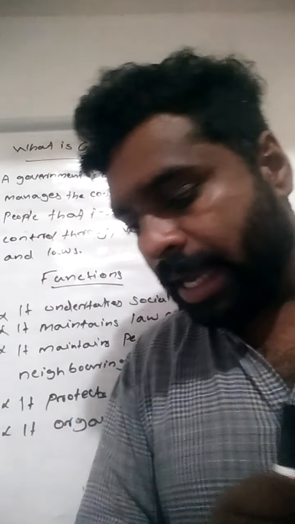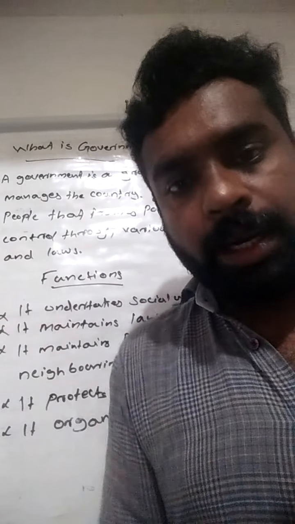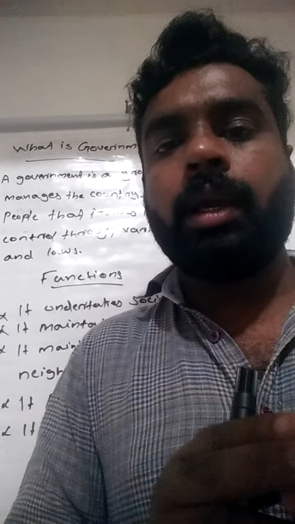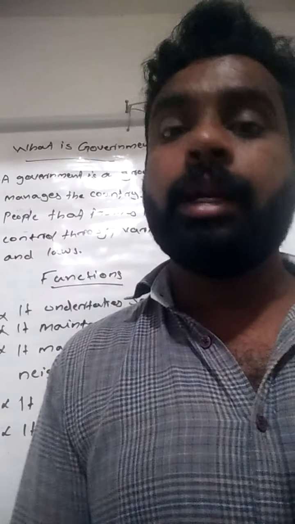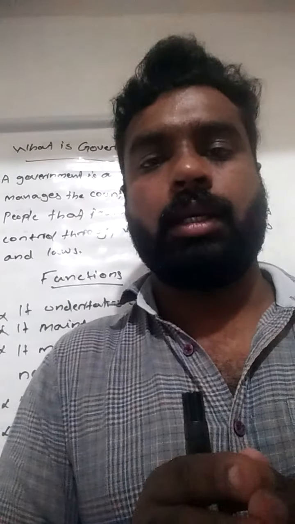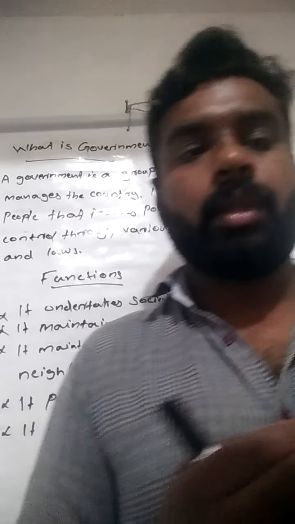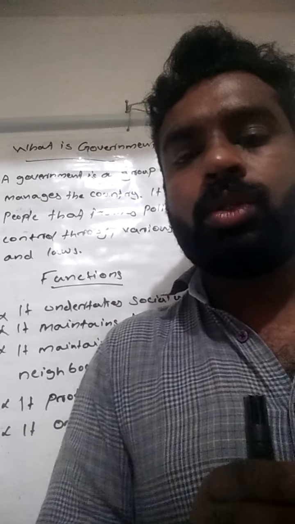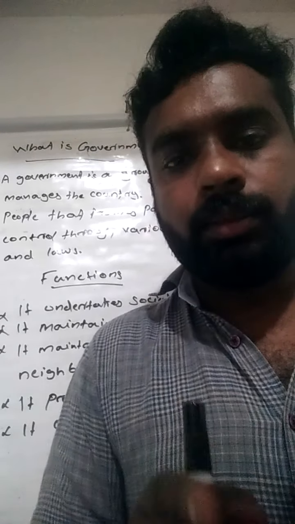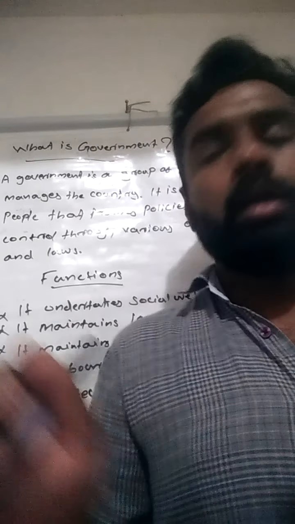So it can remove poverty. What do you mean by poverty? Lack of money. Then it can solve illiteracy and discrimination. So the government is always functioning for our better life. That is how a country needs to move and run, through the government. So that is the first function.